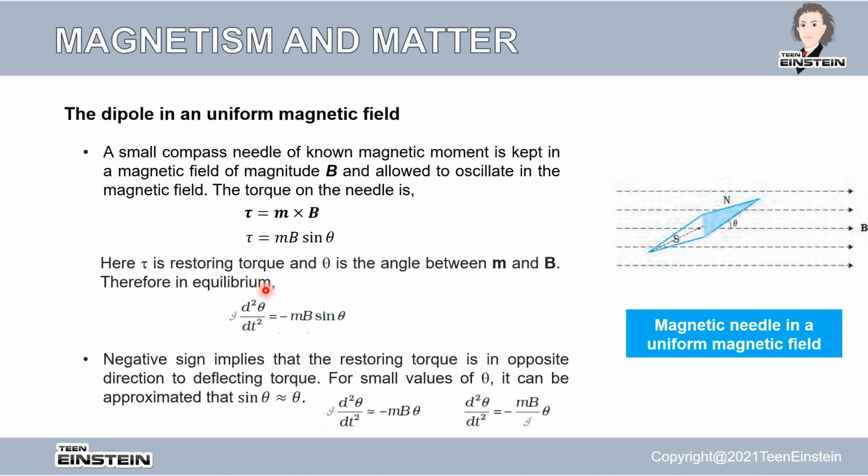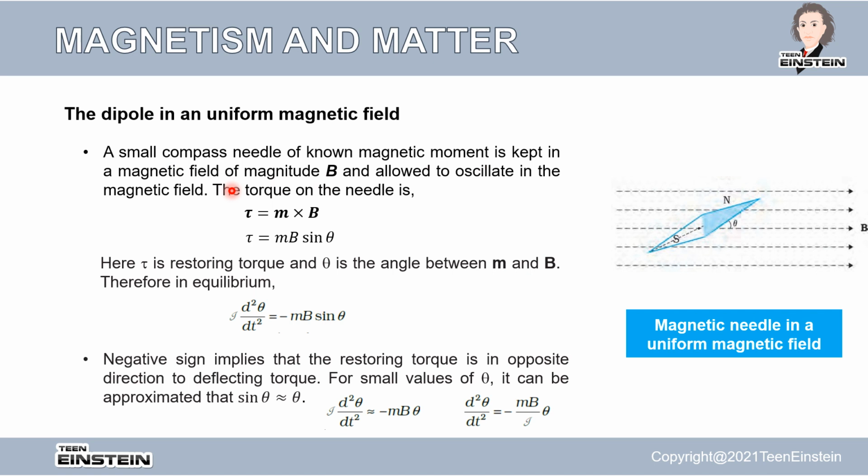Okay, so now we will see what happens to a dipole in a uniform magnetic field. We discussed the same thing in the electric field case, where we took an electric dipole and kept it in the electric field, and then we found out that it rotates. Why does it rotate? Because there are equal and opposite forces acting on the positive and negative charges. So there is a torque. Similarly, here also the same thing happens. A magnetic dipole is nothing but a compass which has a north and south pole. So you take a small compass needle of known magnetic moment and keep it in a magnetic field of magnitude B, and it is allowed to oscillate in the magnetic field. That means it is allowed to move freely in the magnetic field.